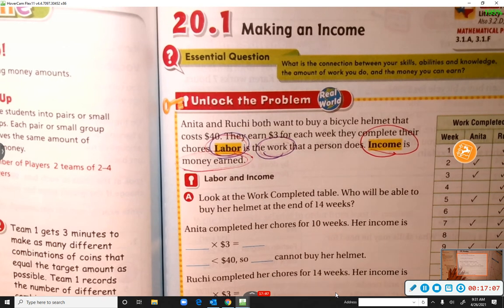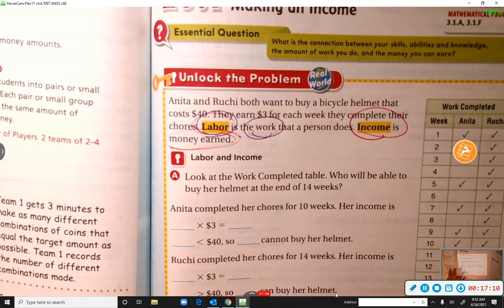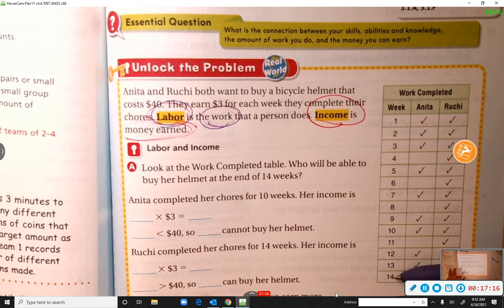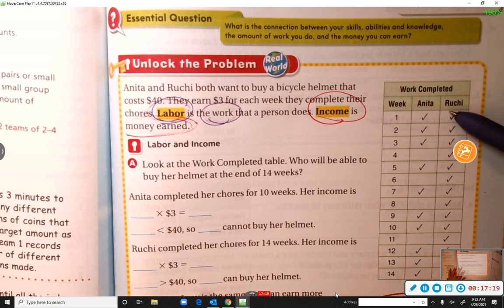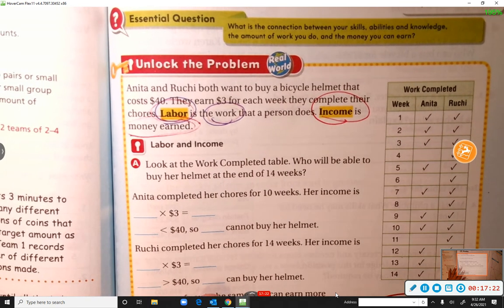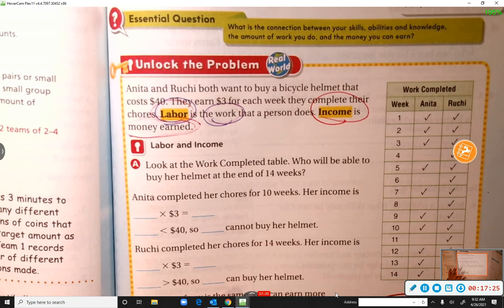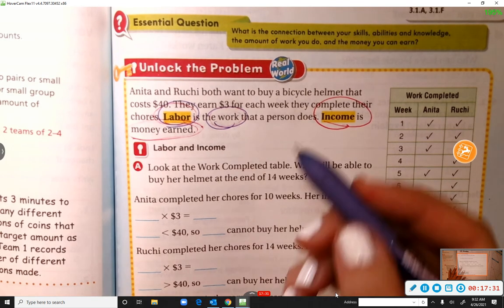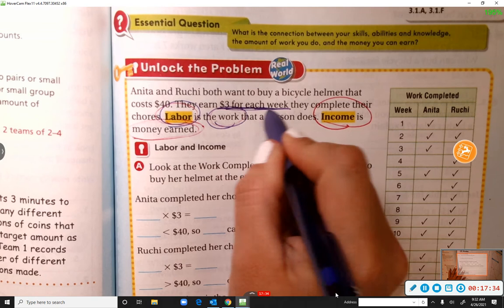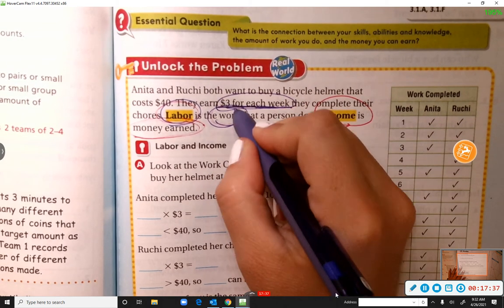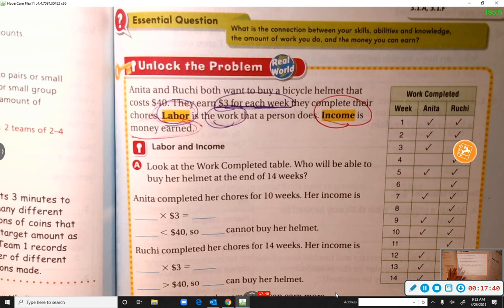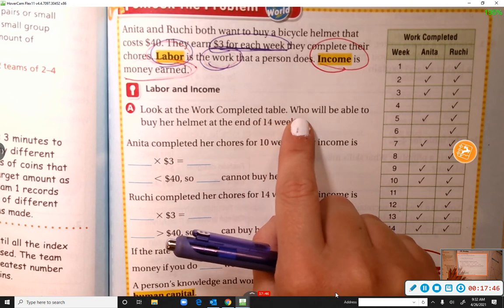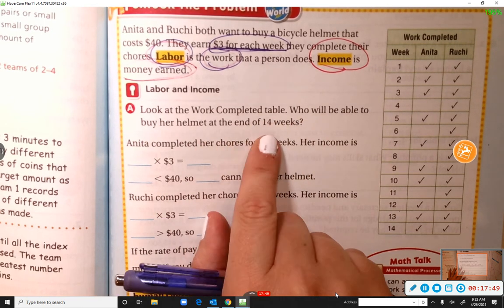Okay? So let's look over here and see what this chart says. It has work completed, and it goes all the way down for 14 weeks. We have two people. We have Anita and Ruchi. Anita and Ruchi both want to buy a bicycle helmet that costs $40. They earn $3 for each week they complete their chores. Okay, so now down here, if we're looking at A, it says, look at the work completed table. Who will be able to buy her helmet at the end of 14 weeks?